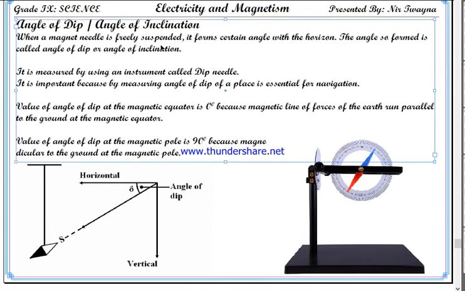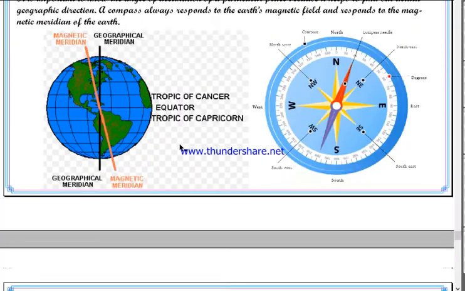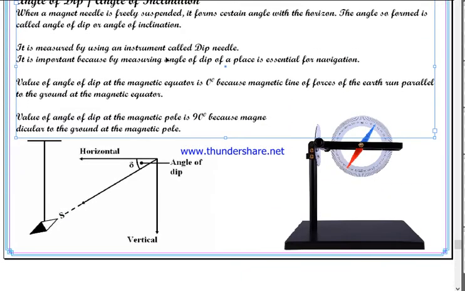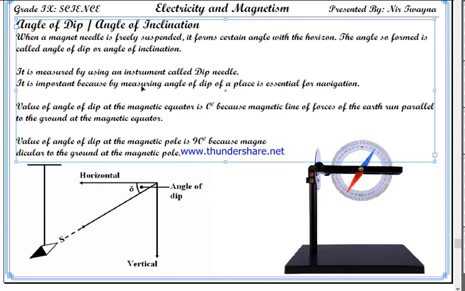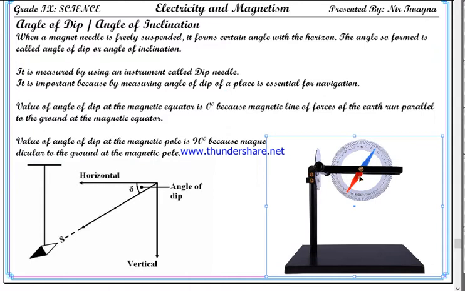When a magnet needle is freely suspended, it forms certain angle with horizon. The angle so formed is called angle of dip or angle of inclination. Previously angle of declination. माथि के थियो? Angle of declination. यो के हो? Angle of inclination. It is measured by using an instrument called deep needle. यो जुन instrument देखाइएको छ यसलाई के भन्छ त? This is called deep needle. This instrument is called deep needle.